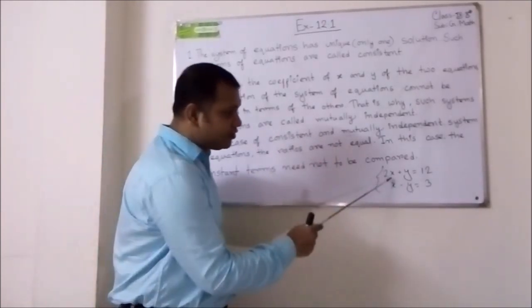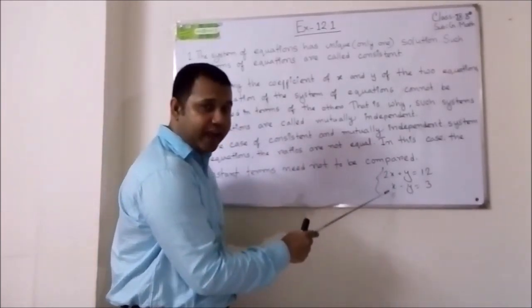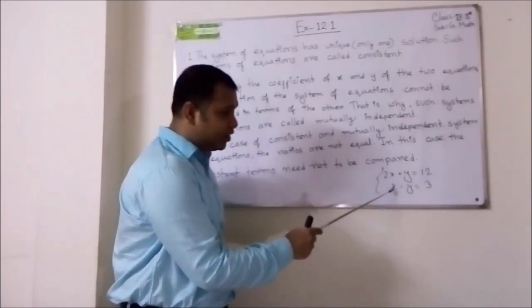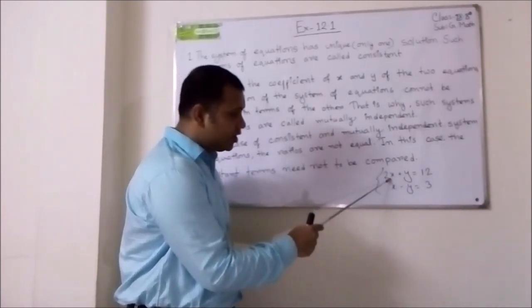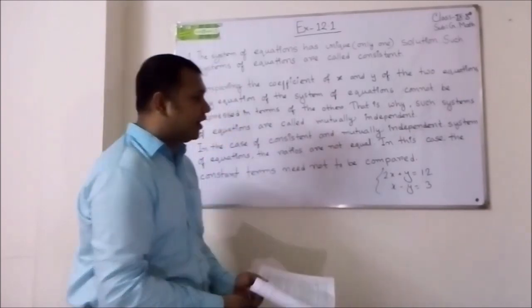That means if you compare the ratio of the coefficients of x, here the coefficient is 2, here it is 1. So what will their ratio be?